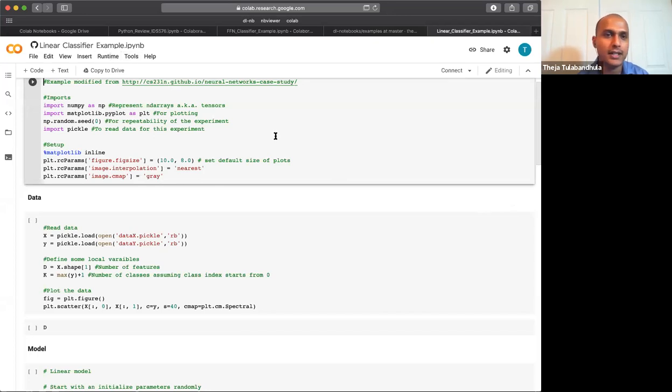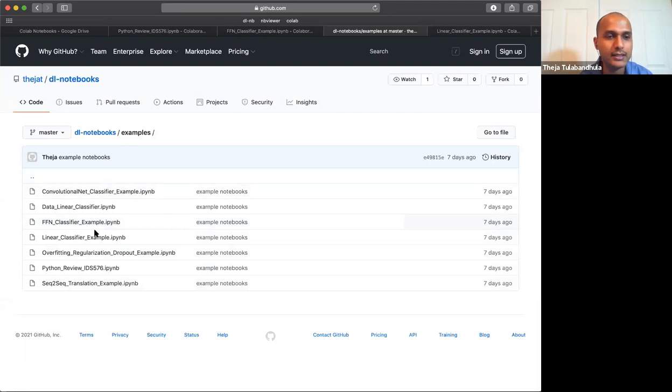Okay, so I've already done that. I've actually opened another file. If you see in this examples folder, there's another file called Python review. So let me start with Python review first, and then talk about linear classifier.